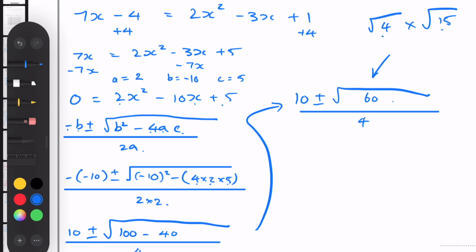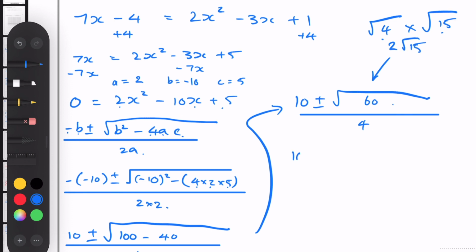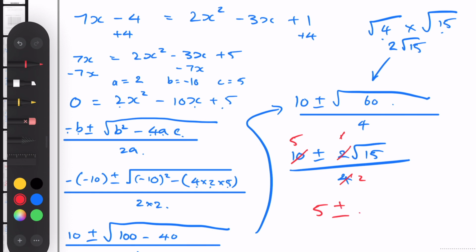The square root of 4 is actually 2, so it's actually 2 root 15. So I would say it's 10 plus or minus 2 root 15 over 4. You can actually cancel down now because you've got factors for both of them. So 10 is going to cancel down with the 4 and make a 5 and a 2. So you're dividing them both by 2, and you have to do it to the 2 as well, and that becomes a 1, which you actually wouldn't write. So this is 5 plus or minus the square root of 15 all over 2.